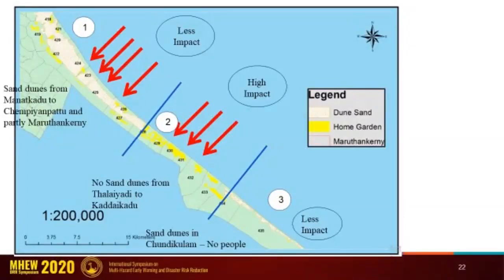The third zone represents the Sundikulam area. Very few people live there. It is a continuous sandbar, which is associated with vegetation. It is very close to the sea. It also protects the area from the tsunami waves.